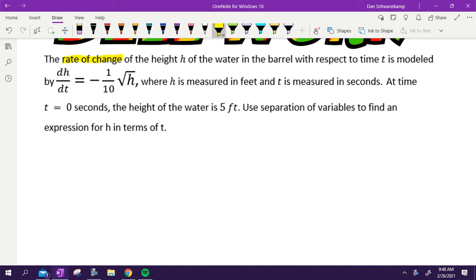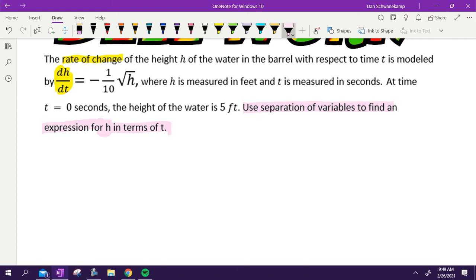Okay, the rate of change, dH/dt, of the height of the water in the barrel with respect to time is modeled by that equation. This is the derivative, where h is measured in feet and t is measured in seconds. At time t equals 0, the height of the water is 5 feet, and then they tell you what to do. So there's a whole lot of stuff going on. Use separation of variables, so SICIO, to find an expression for h. Get h by itself in terms of t. You're going to have t in the problem.